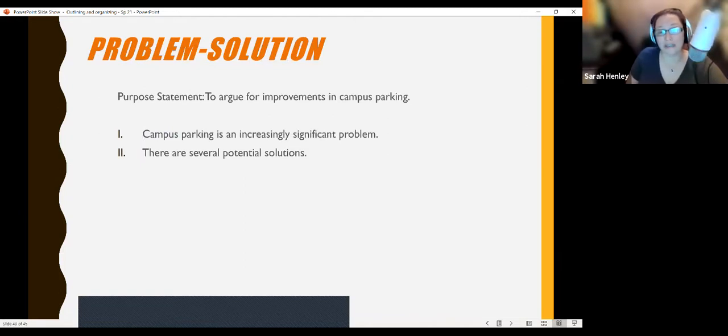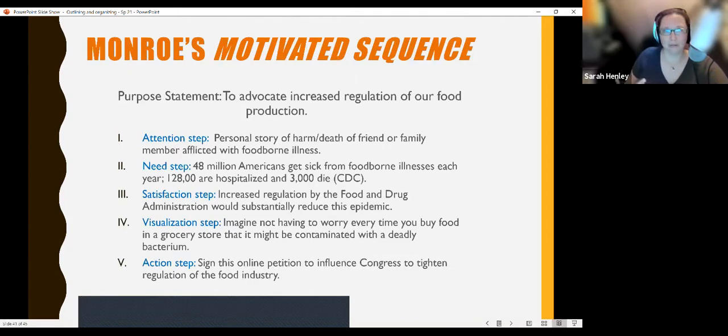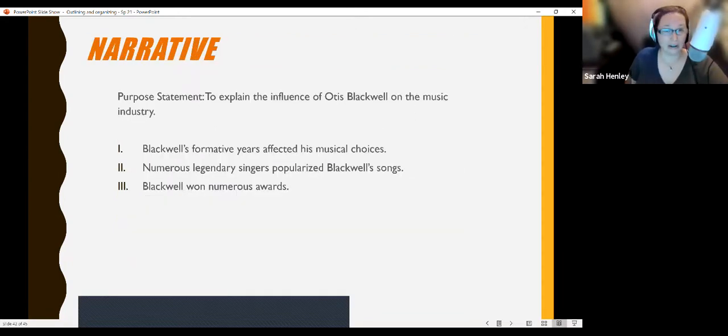Problem solution is one that we're going to talk about more when we get into the persuasive speech unit at the end of the semester. This is a very specific pattern where we identify a problem and we also identify a solution. As an outgrowth of problem solution, there is a very specific organizational pattern called Monroe's motivated sequence. I am not going to get into this at all right now, because your persuasive speech, spoiler alert, will be following this exact pattern. So we're going to leave it alone, but I just want you to be aware that it's out there.